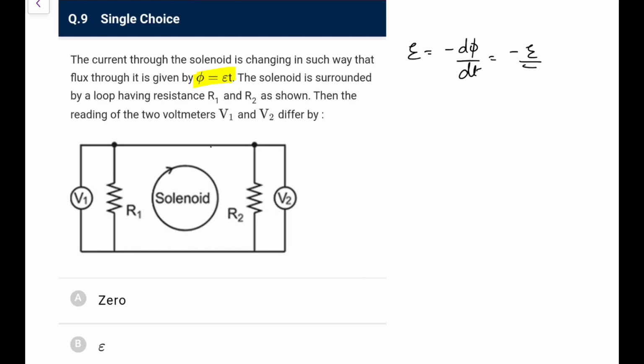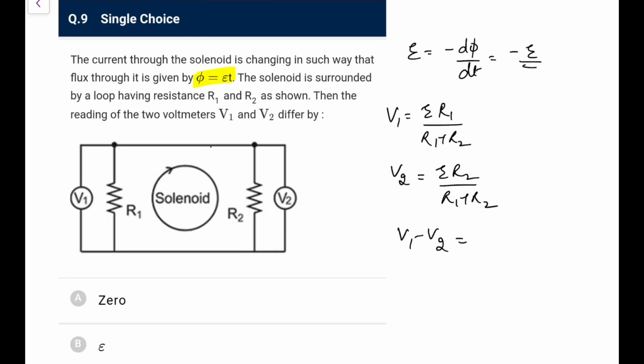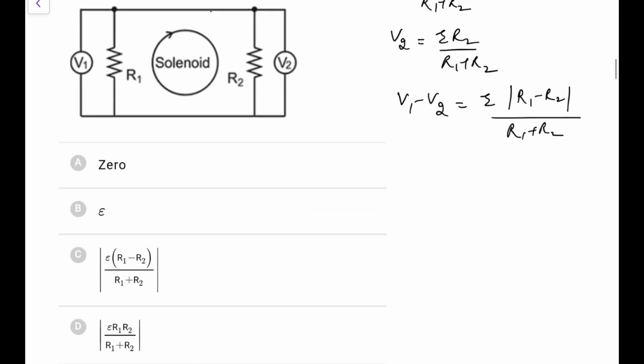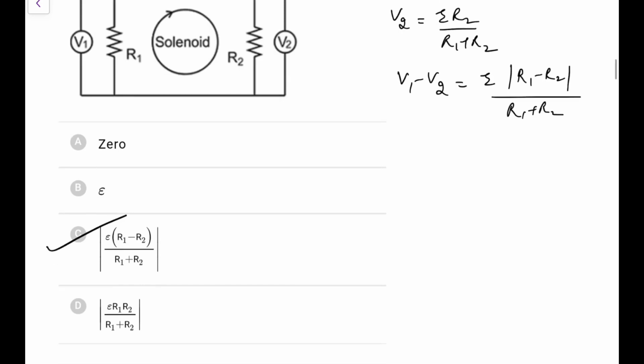So the drop V1 would be equal to E times R1 upon R1 plus R2. The drop V2 would be equal to E times R2 upon R1 plus R2. So the difference of the readings of the two voltmeters, V1 minus V2, I don't know which would be greater or lesser, so it's better to write it like this: R1 minus R2 upon R1 plus R2. As per this, I can go for option C in this particular case.